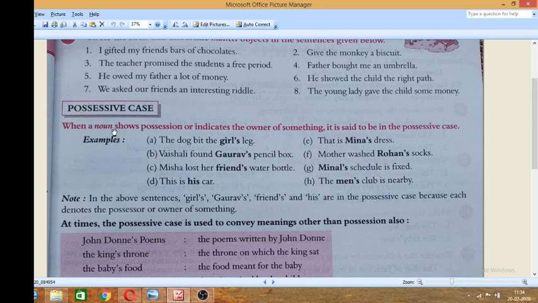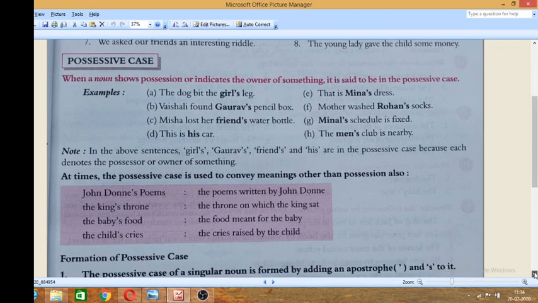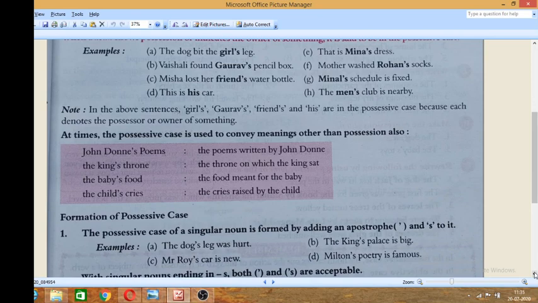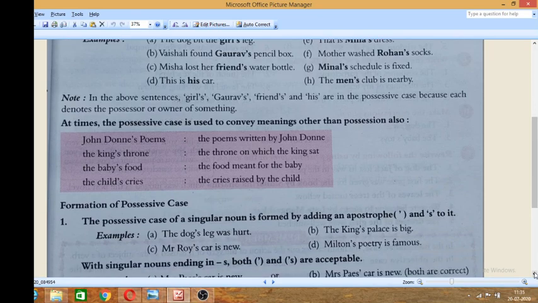So when a noun shows possession or indicates the owner of something, it is indicating the owner. Mina's dress, who is the owner of this? Mina. Who is the owner of the socks? Rohan. So when a noun shows possession or indicates the owner of something, it is said to be in the possessive case. Clear? At times the possessive case is used to convey meanings other than possession also.